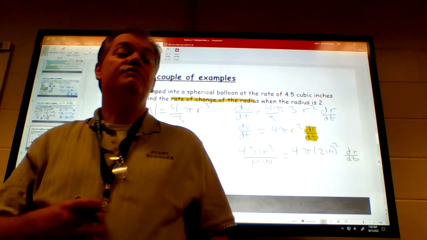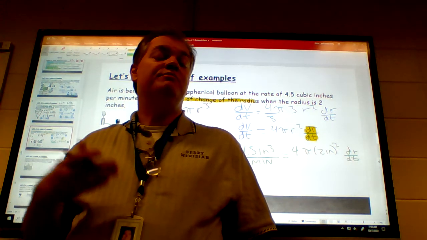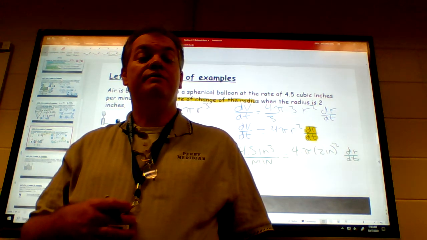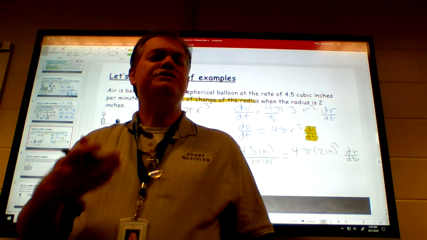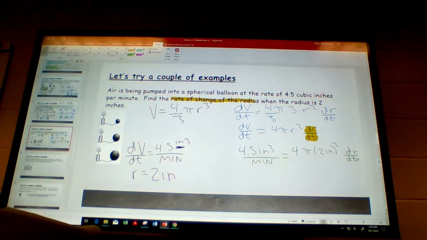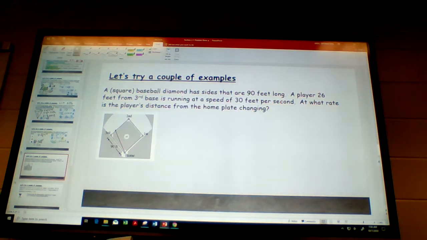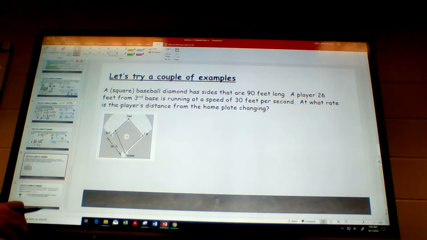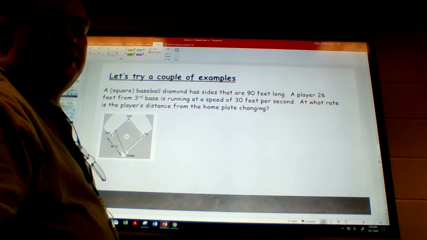Okay, I'm going to go over the next one with you, but I will post Saul's version of the last one on Canvas so you can look at it on your own. I want to see what you can do on your own after this next one. Okay, example number 4. A square baseball diamond has sides that are 90 feet long. A player 26 feet from third base is running at a speed of 30 feet per second. At what rate is the player's distance from home plate changing?